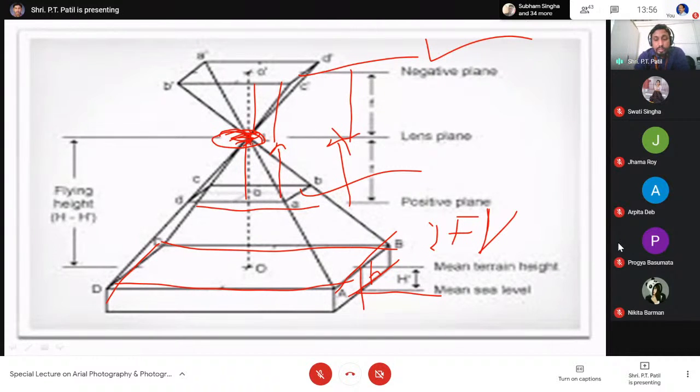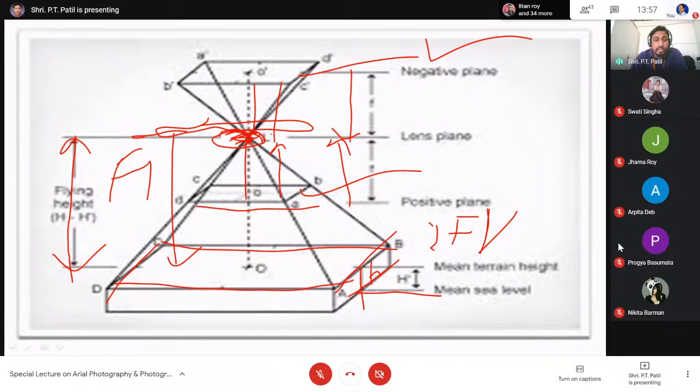Then from the earth surface to the lens of the camera, meaning the distance between the platform, suppose the camera lens is here, the platform is also here. So the distance between the platform and the surface of the earth or the object is nothing but the flying height. This is the flying height, which is generally represented by capital H. Terrain height is represented by small h for photogrammetric observation. Focal length is represented by small f. These are the various aspects which play a very important role when we are doing photogrammetry.